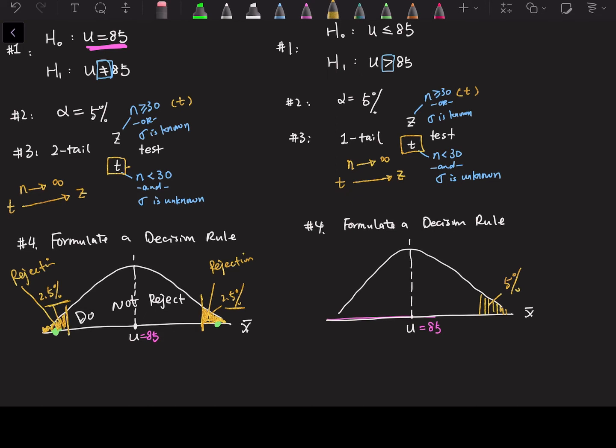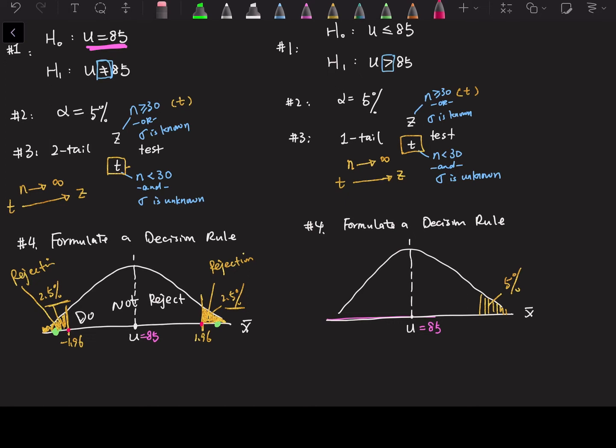Because we use 5% very often, especially in social science. So for a two-tailed test at 5%, you should know this z-score value is 1.96. This value of x bar should be 1.96 standard deviations above the mean, and this point should be negative 1.96, that means 1.96 standard deviations below the mean. And that's the decision rule.